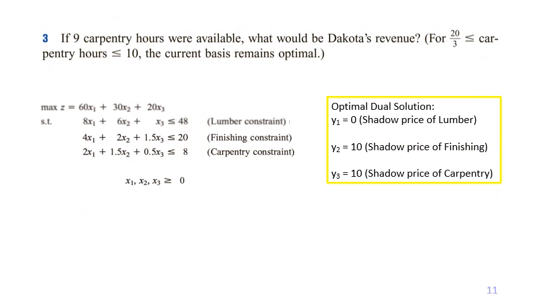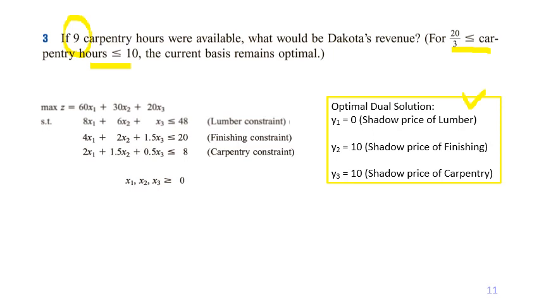The third question is: if 9 carpentry hours were available, what would be Dakota's revenue? It may be shown that if the carpentry hours are between 6.67 up to 10, then the current basis remains optimal. It means that 9 carpentry hours still keep our current basis optimal, so we may still use this set of shadow prices.